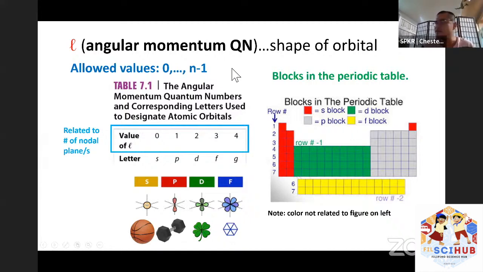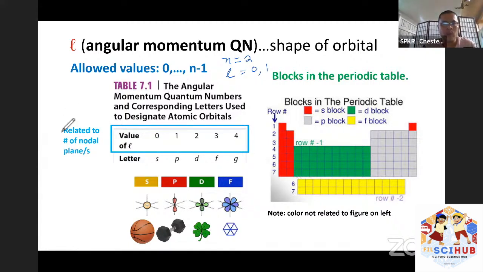So say for example, if your N is actually 2, ano nga ba yung L values ng N equals 2? So mag-uumpisa ka sa 0, and then you're going to subtract 1, so 1. So fortunately yung 1 is already N minus 1. So 2 minus 1, so L is actually 0 and 1.